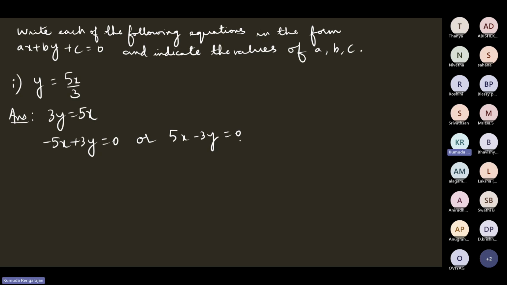Now we have to write the values of A, B, and C. So what's the value of A? A is the coefficient of x, minus 5. B is the coefficient of y, 3. And C is the constant, 0. Here, A is the coefficient of x, 5. B is the coefficient of y, minus 3. C, 0. You don't have to write both the sets of values. Any one is enough, or you can write both also. It's actually enough if you show one, children.